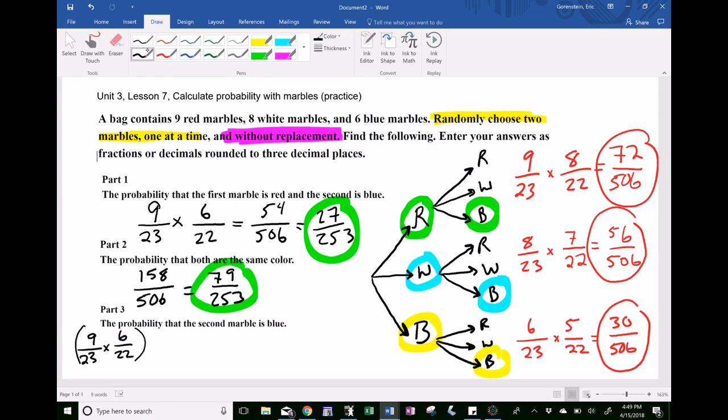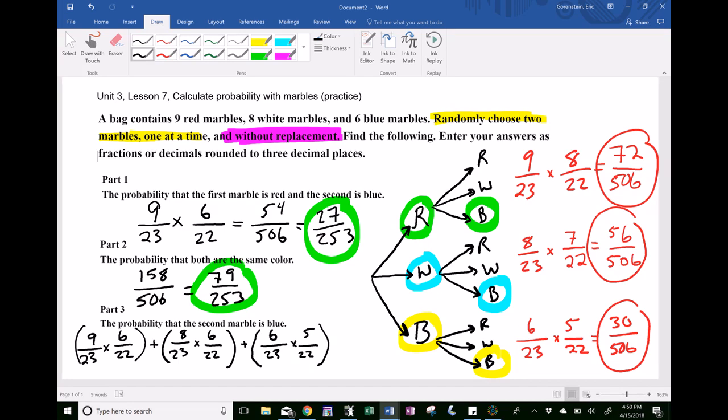Now we need anything followed by a blue marble. So next, we'll bring in the probability of a white and then a blue. So there's 8 white marbles out of the 23. And then following the white, if the second marble is blue, there's now 6 blue marbles out of the 22 remaining marbles. And finally, a blue followed by a blue. So first marble, probability it's blue. There are 6 blues out of 23. And at step 2, we've got 5 blues left out of 22 marbles.